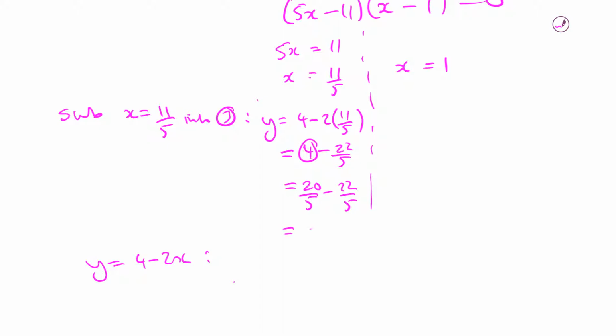I'm so confused. Okay, so y is this. Y equals 4 minus 2x. So we're trying to find x. No, we know x is 11 fifths. Yeah, but I thought that was y equals. I'm so confused. Yeah, and then from x we work out y, don't we? And we know y equals 4 minus 2x.